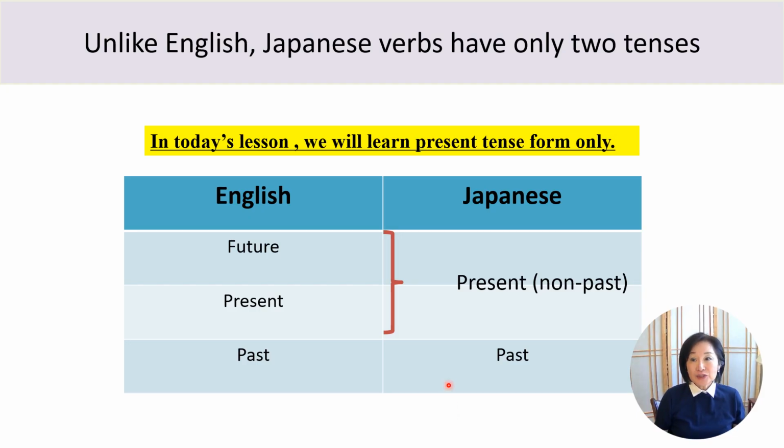In English, you have 3 tenses. Future tense, I will eat, present tense, I eat, and past tense, I ate. In Japanese, future tense and present tense are the same, 食べます, and we have past tense form, 食べました. In today's lesson, we will learn present tense form only. We're not going to worry about past tense form until later.